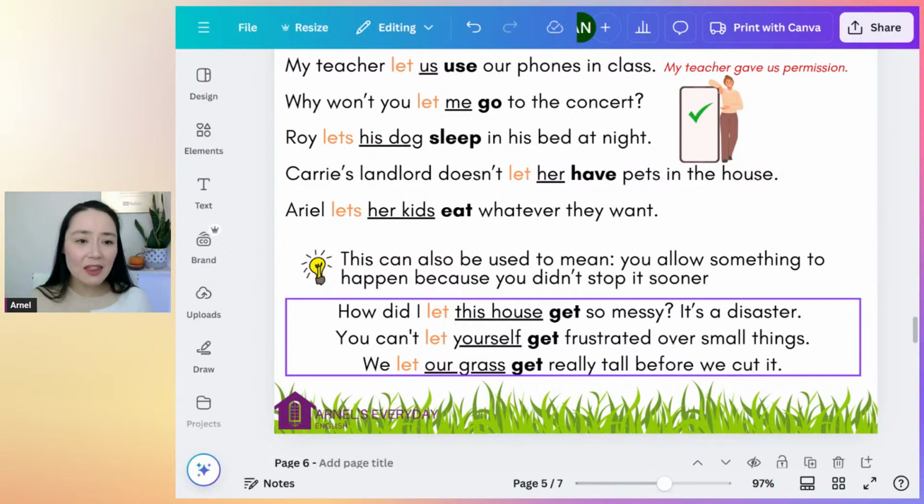How did I let this house get so messy? It's a disaster. You can see this one here isn't really about permission, it's just you allowed it to happen. You can't let yourself get frustrated over small things. Don't allow that to happen. We let our grass get really tall before we cut it. We let this happen. Sorry, our yard's a mess. So that's another option.